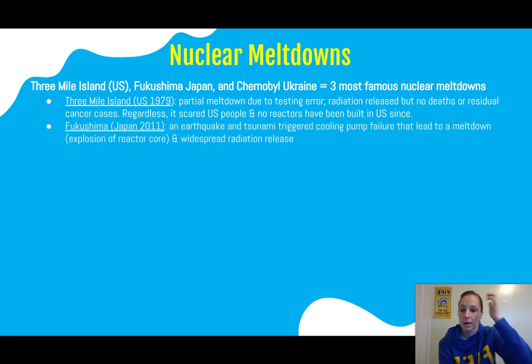The next one is going to be Fukushima, which happened in Japan in 2011. Now, what happened here was a major earthquake and tsunami. And the tsunami, when it hit this power plant, it triggered the cooling pump failure. So if you remember, the cooling pump is what puts in cool water to keep the temperatures lower. So that failed, which meant that the water and everything in this chamber got super duper hot, which just led to a meltdown. The core reactor exploded, and there was widespread radiation release, it even went into the oceans, and scientists are still studying the effects of that because it actually happened somewhat recently.